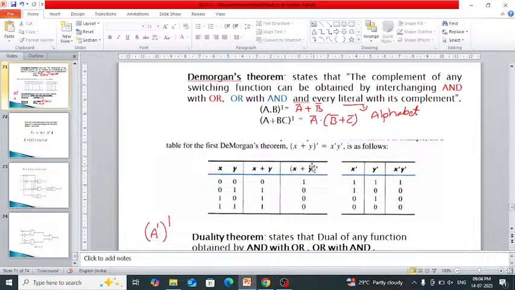So basic theorems are two theorems we require: duality theorem and De Morgan's theorem. And laws means each and every law we are going to use according to the requirement. So I will just recollect those theorems.